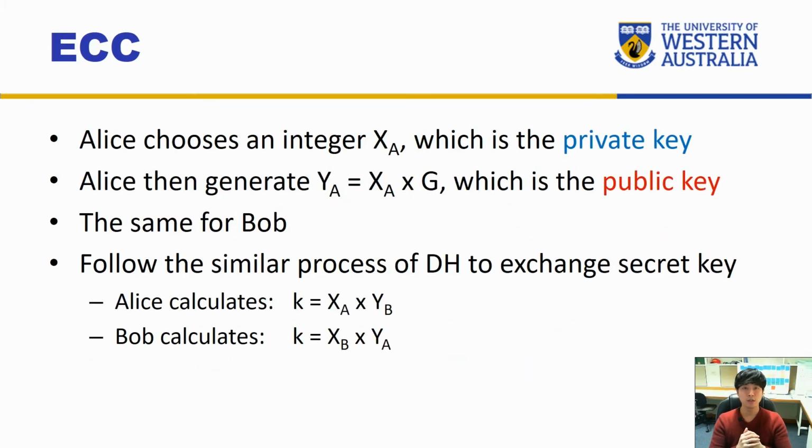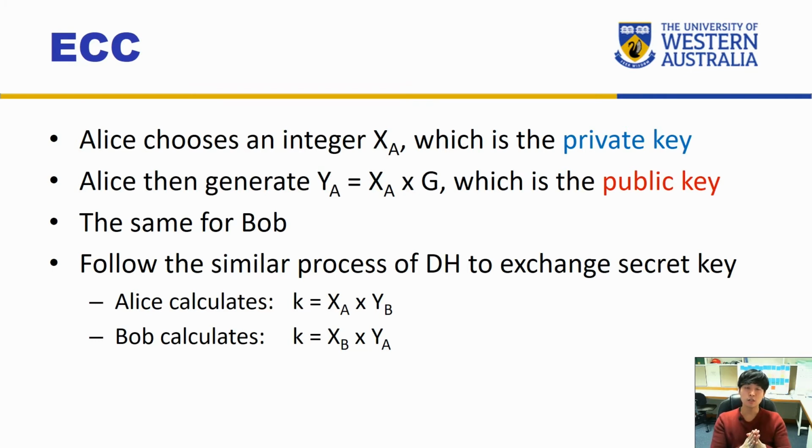Let's look at the overall workings. Alice chooses an integer x, which is the private key. Next, Alice generates y, which is our public key, such that y is x times g. Remember our previous notation for the elliptic curve operation is k times Pi. Here k is x and Pi is g. G stands for generator.